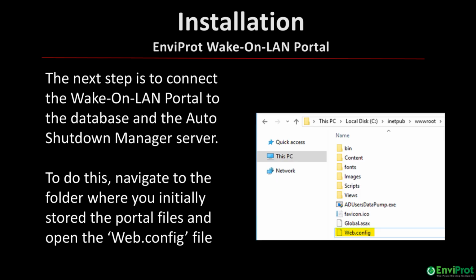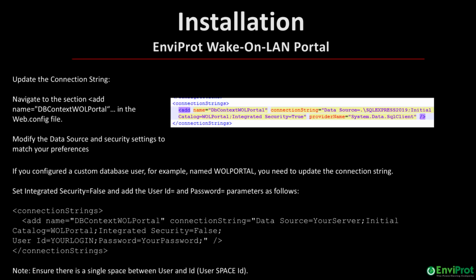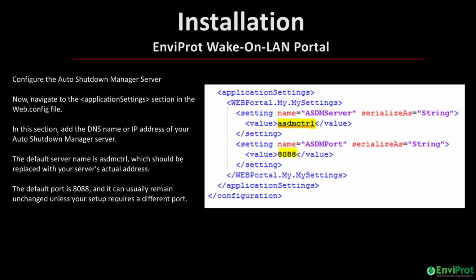The next step is to connect the Wake-On-LAN portal to the database in the Auto Shutdown Manager Server. To do this, navigate to the folder where you initially stored the portal files and open the web.config file. First, let's connect the portal to the database by updating the connection string as demonstrated in the video. The key parameters are database server address and the instance name. For a custom database login, you must deactivate integrated security by setting it to false and providing the user ID and password.